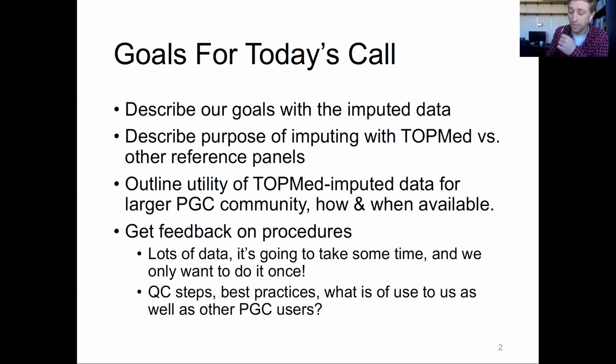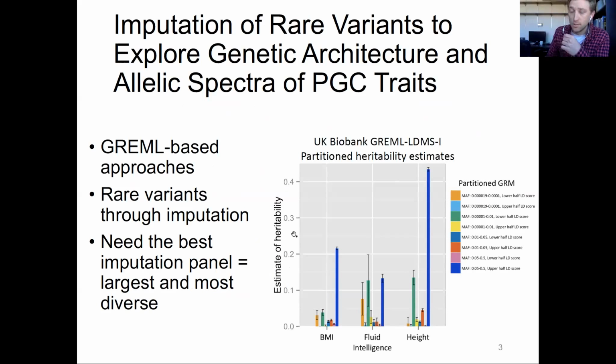Okay, so what we're interested in, largely in the Keller lab, are using GREML-based approaches to explore heritability. And we're interested in imputation because we'd like to see the relative contribution of common and rare variants. That figure on slide number 3, that's obviously not PGC data, it's from the UK Biobank, but those bars represent different MAF and LD partitions.